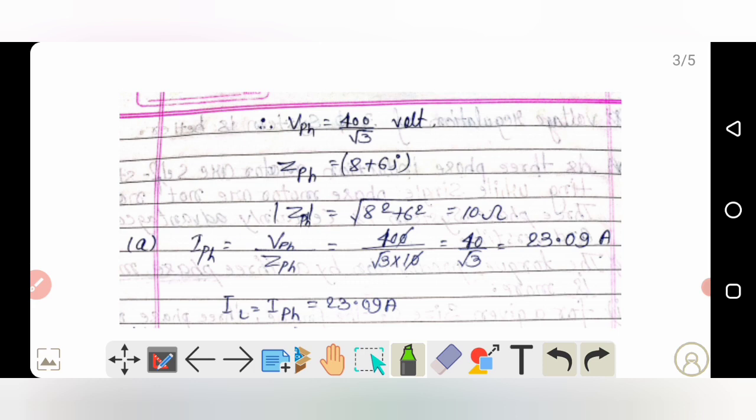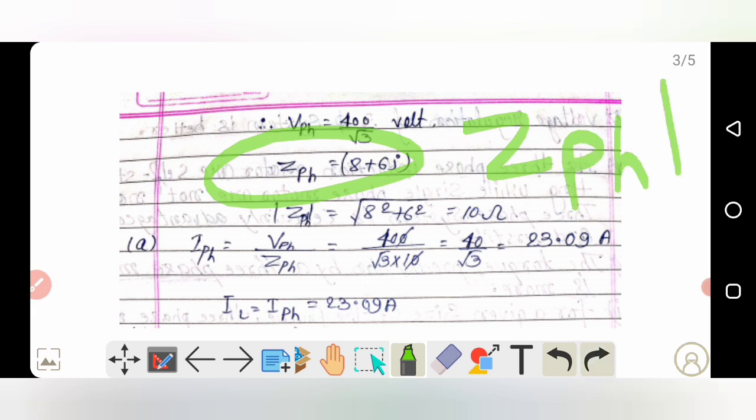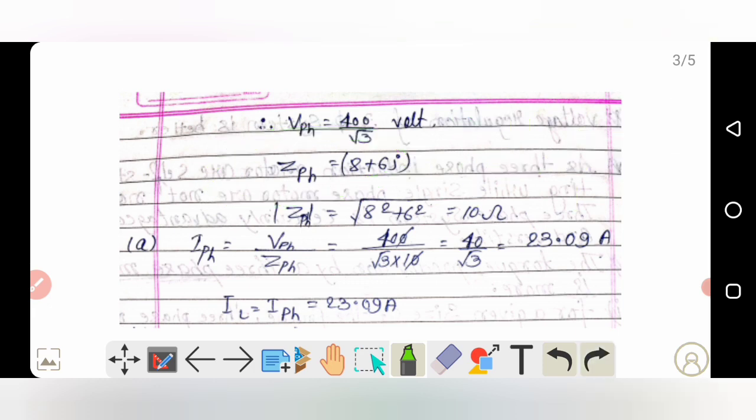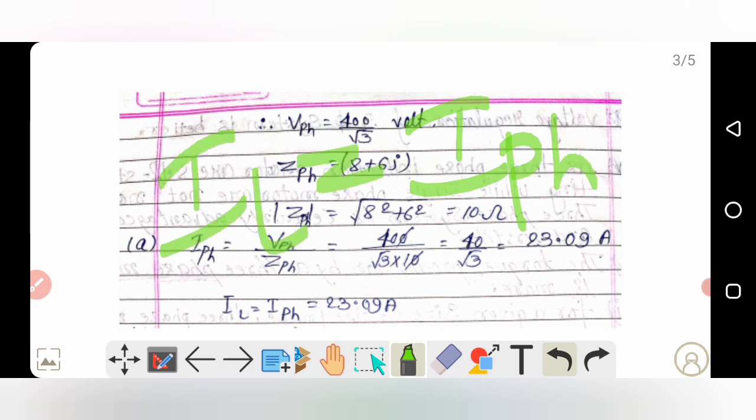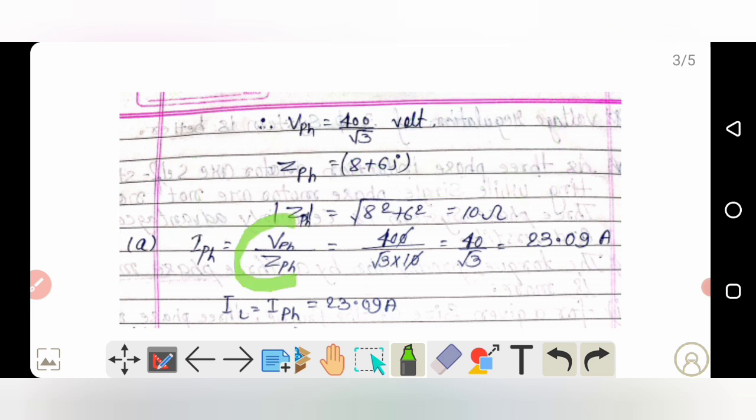Now the value of Z phase is given here as 8 + 6j, and if you want to calculate the magnitude of Z phase, it will be equal to the root of the square of the real part plus the square of the imaginary part, that is root under 8 square plus 6 square, and its value will be equal to 10 ohm. Now the first question is to calculate the line current, and we know the line current and phase current are equal in a star connection. So we can use the formula V phase by Z phase to calculate I phase, which is equal to the line current.